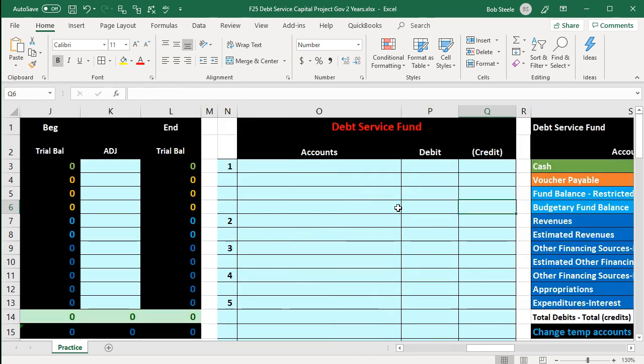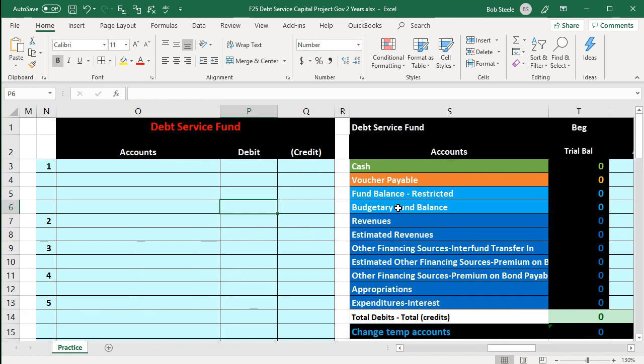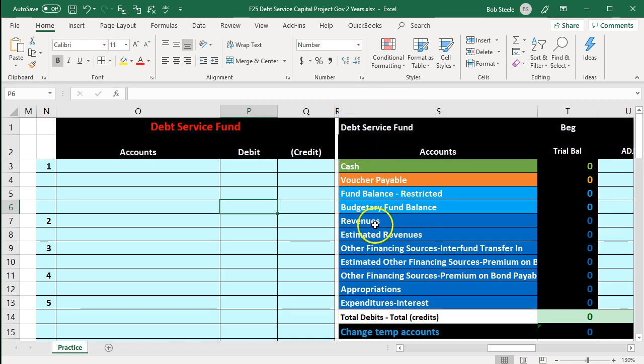Then we're going to say this is the debt service fund, and we're going to record the budgetary type of accounts. This is really where our main focus is in the debt service fund. If we look at our chart of accounts, we can think about, okay, what are the budgetary type of accounts? We've got revenue. The budget account related to it is, of course, estimated revenue. Revenue has a credit balance. Estimated revenue then is going to have a debit balance. So we're going to debit estimated revenue.